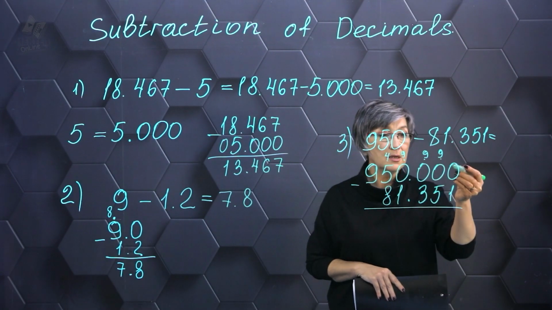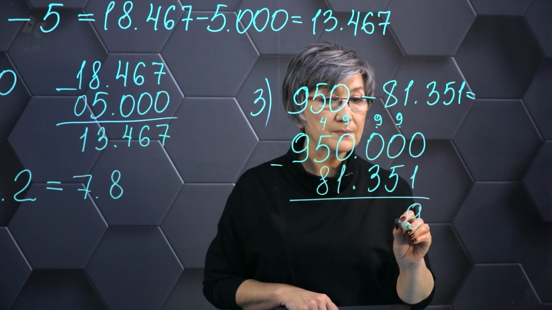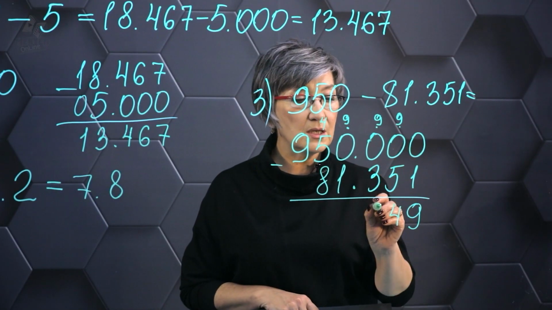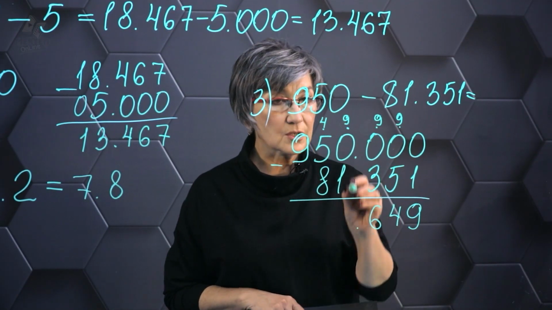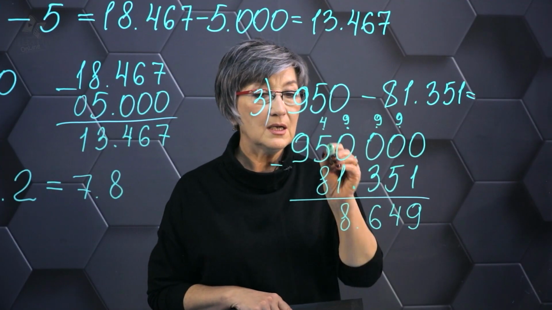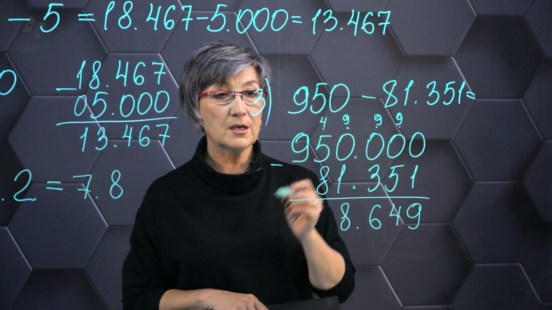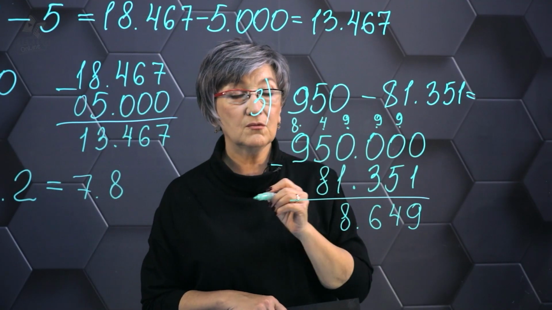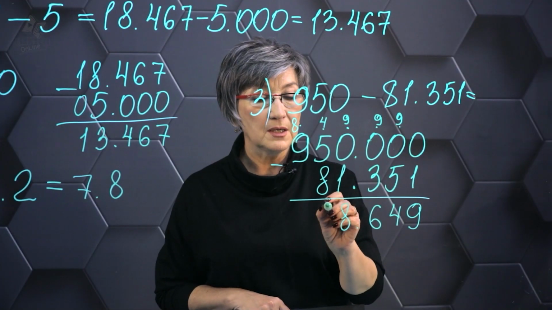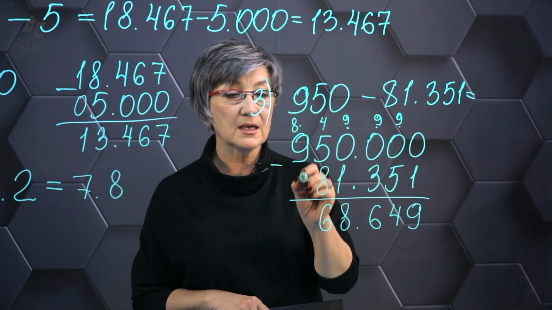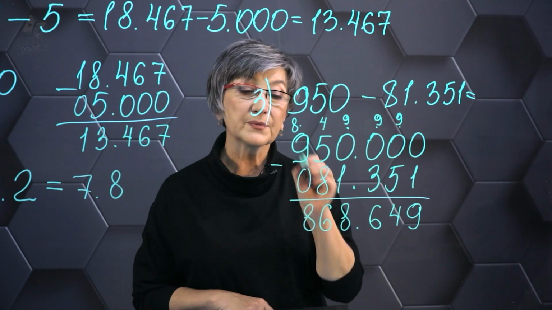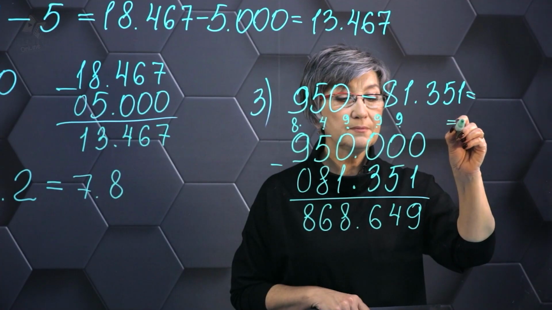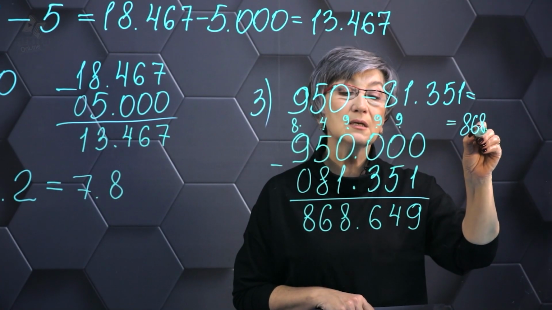And now we subtract. 10 minus 1 is 9. Then 9 minus 5 is 4. 9 minus 3 is 6. 9 minus 1 is 8. Again, I can't subtract 8 from 4, so I have to borrow from the 9. Here not 9 remains, but 8. 14 minus 8 is 6. And from 8 take away 0, that's 8. The result is the following answer: 868.649.